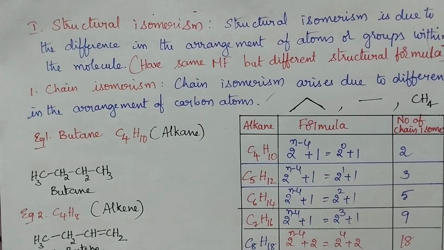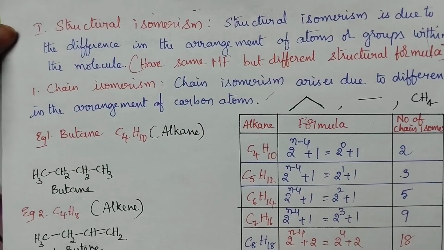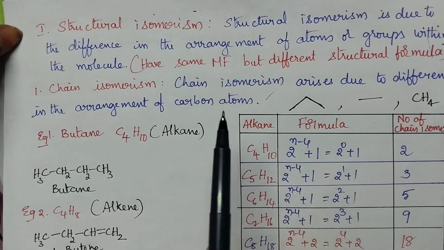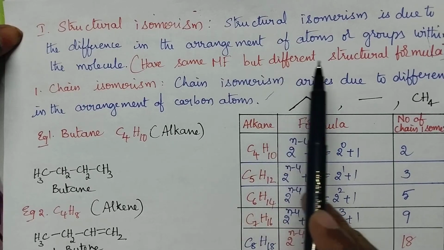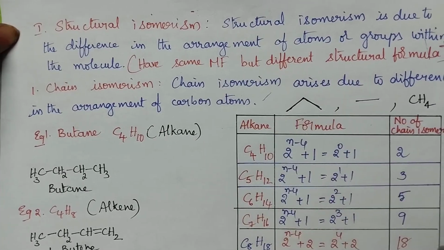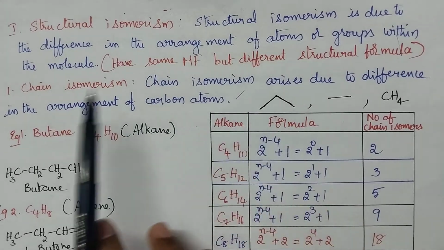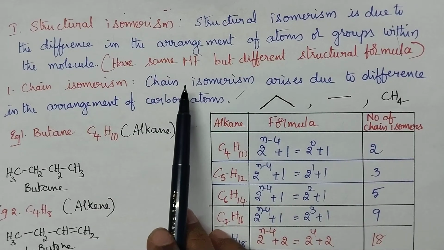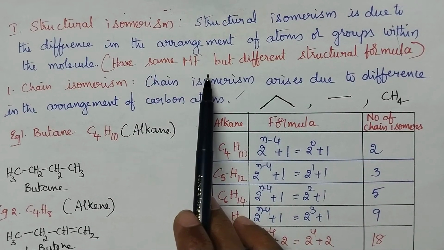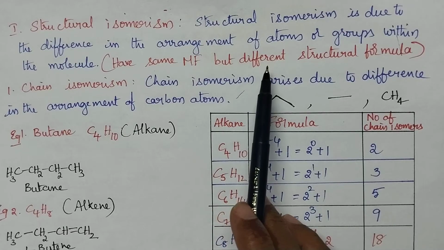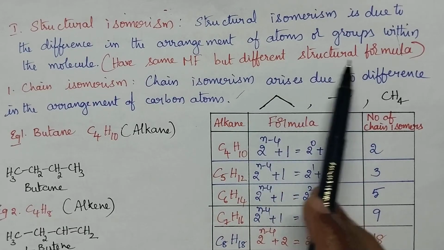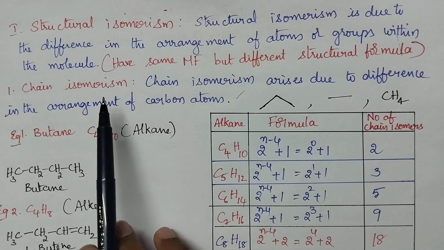Next we will discuss the structural isomerism. Structural isomerism arises due to the difference in the arrangement of atoms or groups within the molecule. That means structural isomers will have the same molecular formula, but there will be some difference in the structural formula. Let us see chain isomerism.